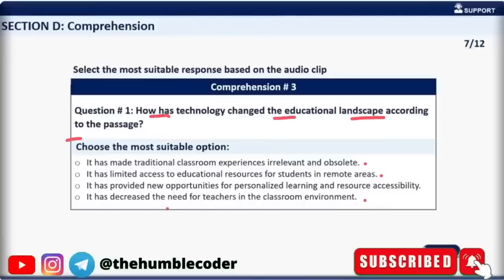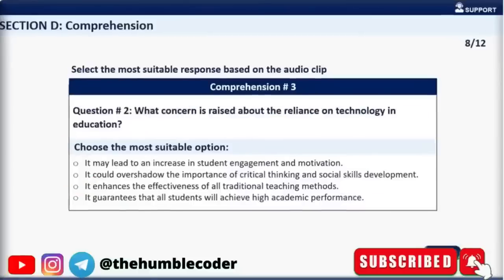So the correct answer for this is going to be, it has provided new opportunities for personalized learning and resources accessibility. Moving on to the second question.